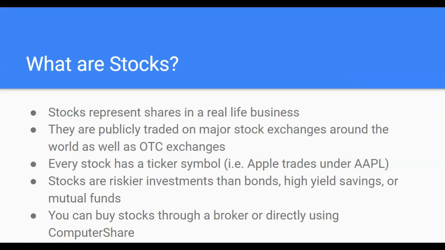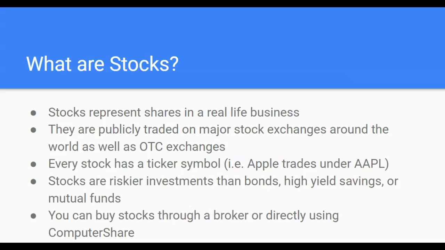Stocks are publicly traded on major stock exchanges. The two major stock exchanges in the United States are the NASDAQ and the New York Stock Exchange. There are many stock exchanges around the world as well. You have stock exchanges in Brazil, London, Japan, Korea, France, and many other countries trade stocks. Basically all different types of companies, US based companies and international companies, are traded on these stock exchanges.